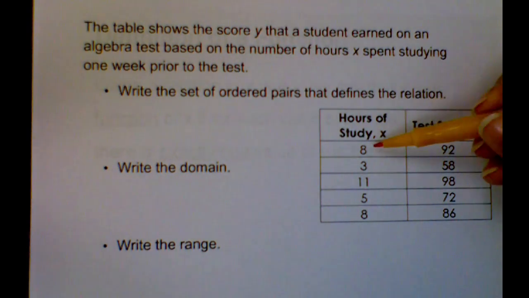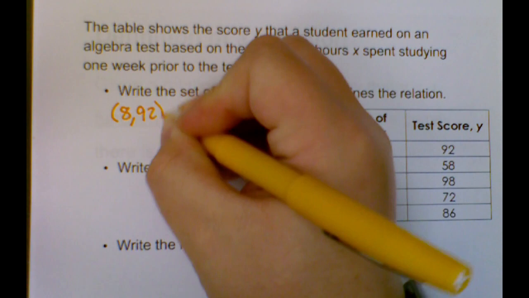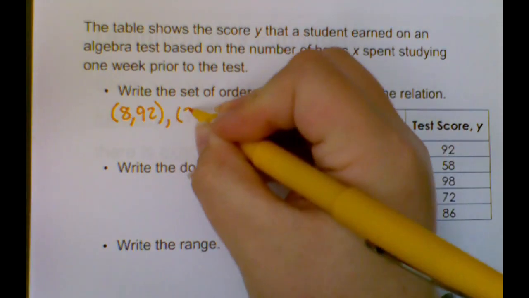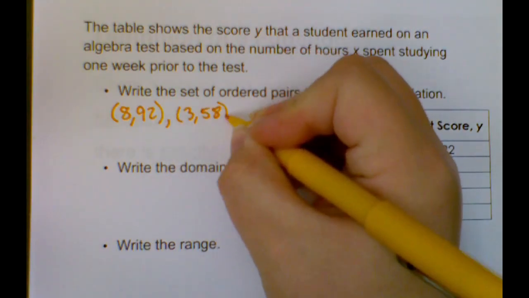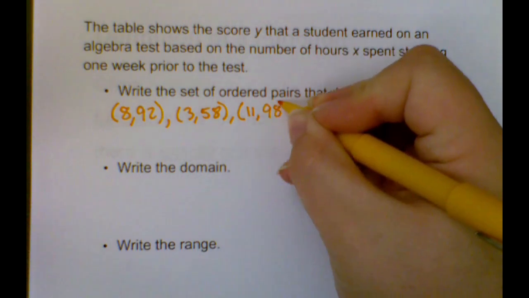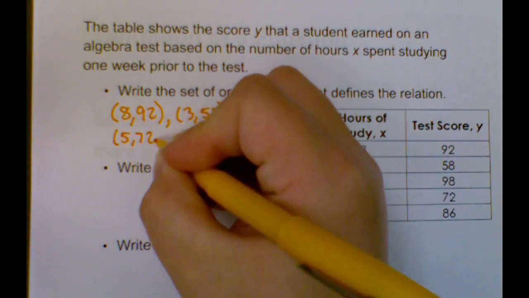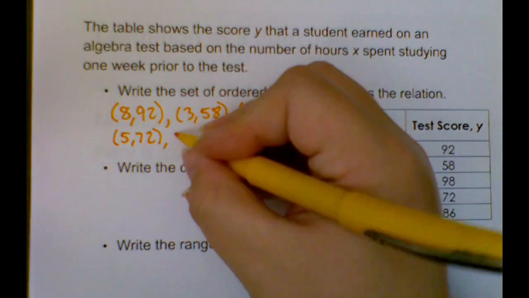So it's a set of x and y. So (8, 92) is our first point. (3, 58). (11, 98). (5, 72). And (8, 86).